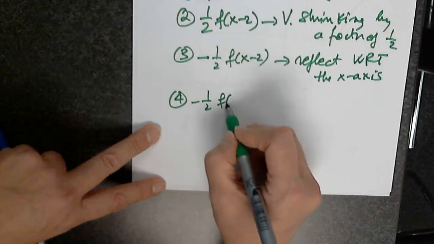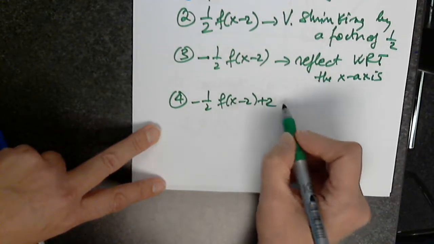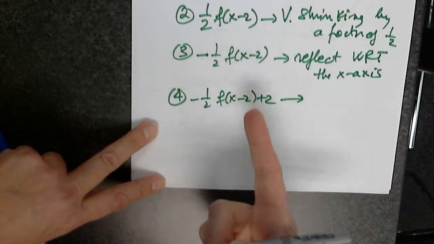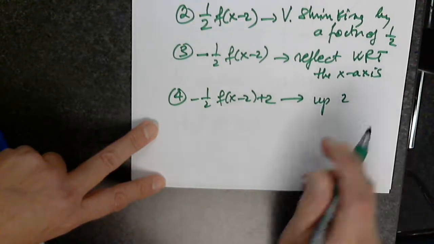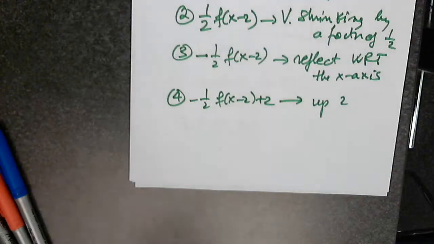So negative 1 half f of x minus 2 and plus 2, this will do what to this? Up to. Good, very good. Perfect.